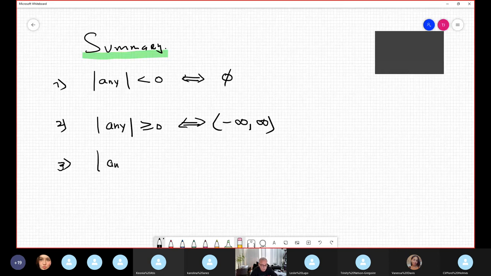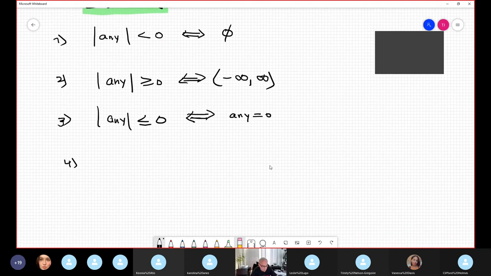Number three, the absolute value of any expression less than or equal to zero. This is equivalent to solving this equation. Remove the bar, remove the less than, you care only about the equal sign and solve this equation. Number four, suppose now you have the absolute value of any expression greater than zero. This is equivalent to solving this equation, but you remove the bar, you remove this sign, and you put not equals, because we have a hole at that point.